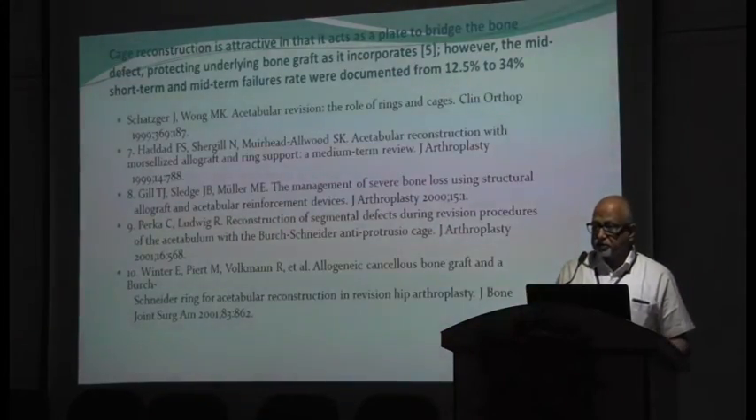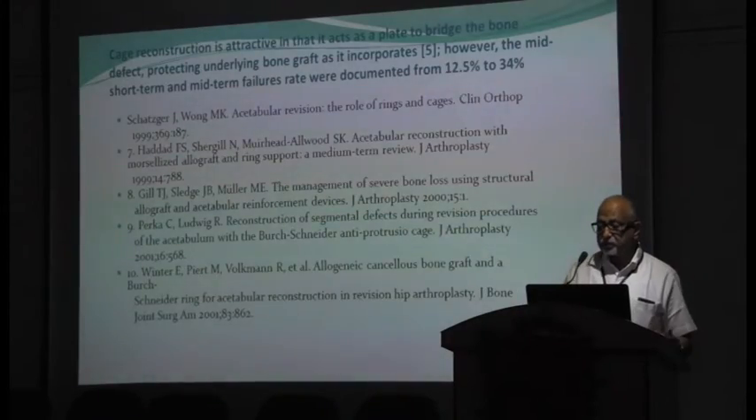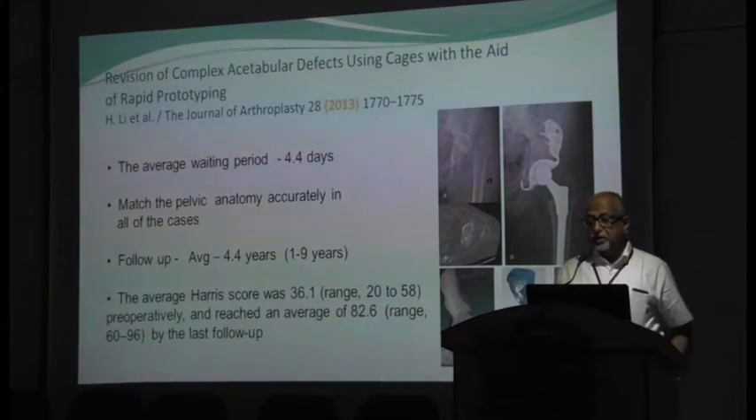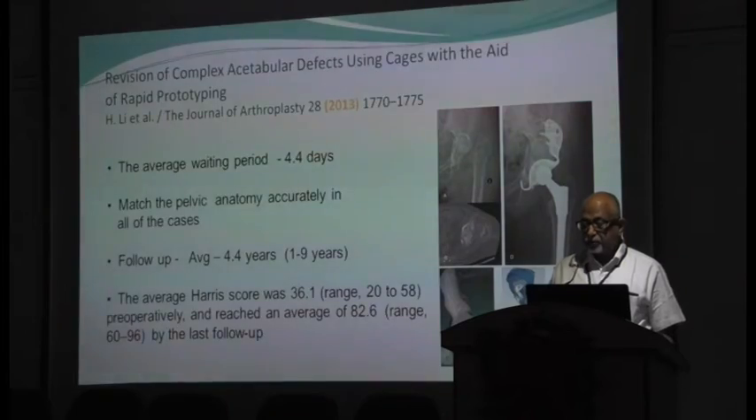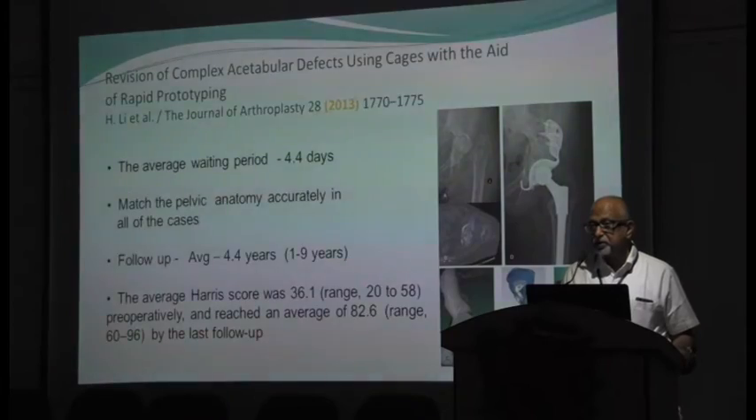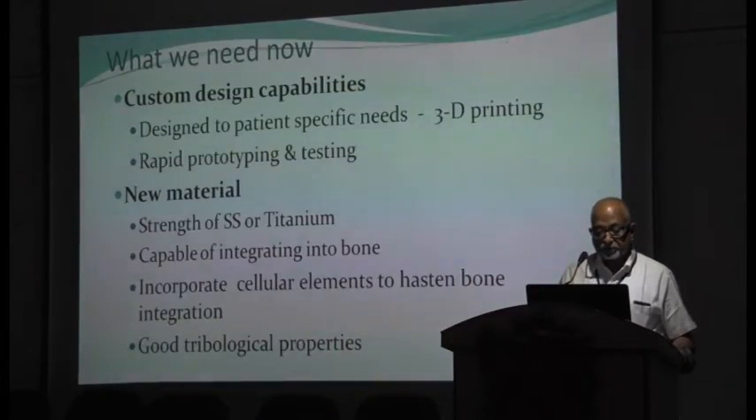Cage reconstruction, one must remember, has its limitations, and the incidence of failure ranges from 12.5 to 34% in the literature. And you have a situation where we can reconstruct the acetabulum with custom-made cages using 3D models and rapid prototyping. This can be done where you have facilities for rapid prototyping of the bones, and also to create a custom-made metal implant.